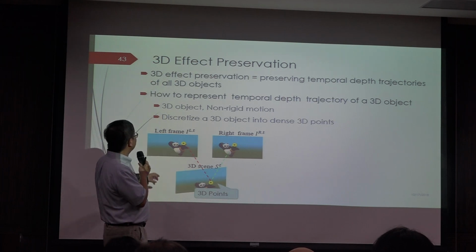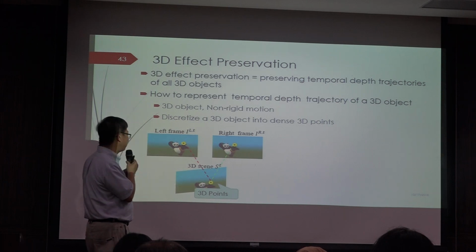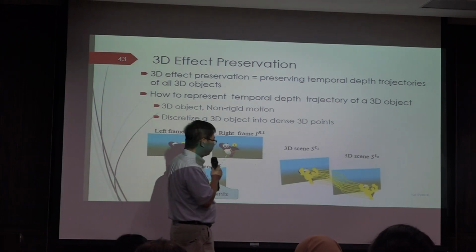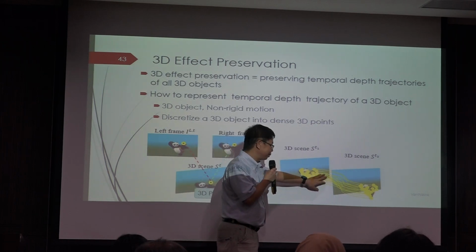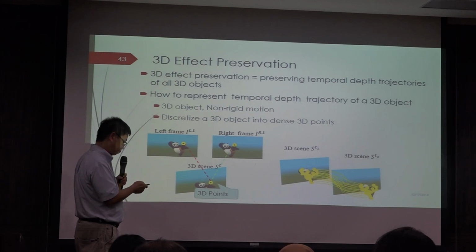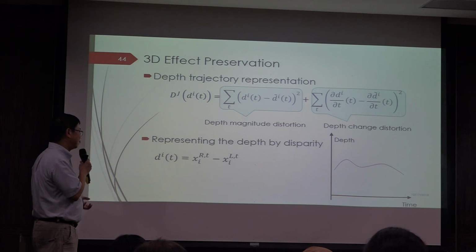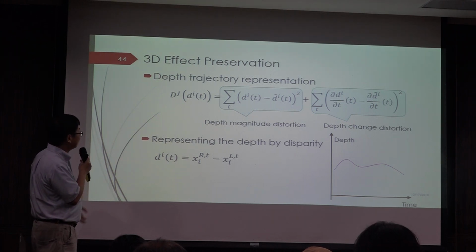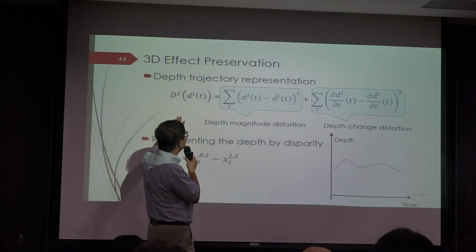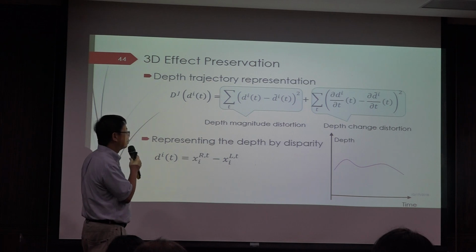Okay, so we discretize a video object into dense 3D points. Then for individual 3D points, we can construct the grid flow of the 3D points. Then for each grid flow of the 3D points, we impose such constraints so that we can maintain the depth magnitude distortion and depth change distortion.